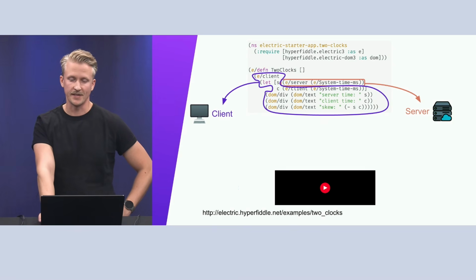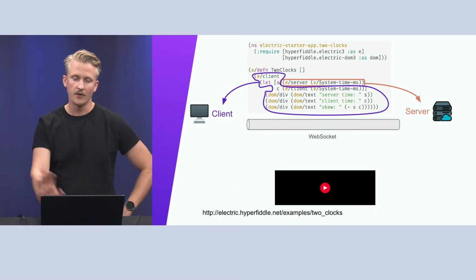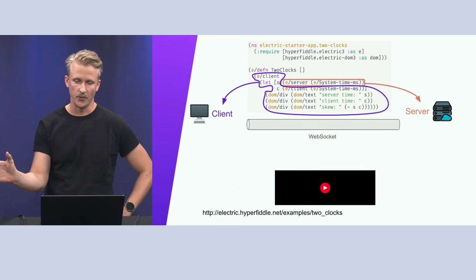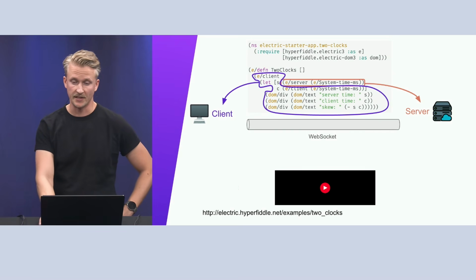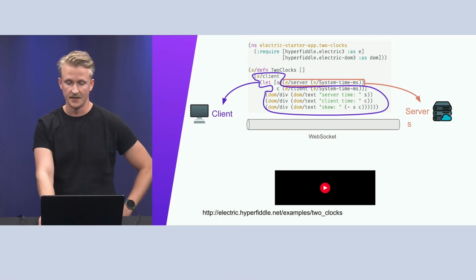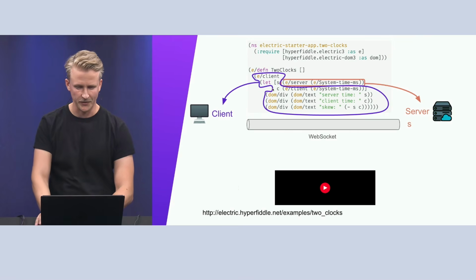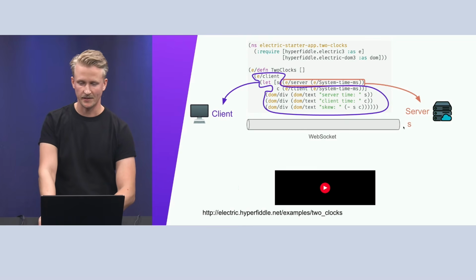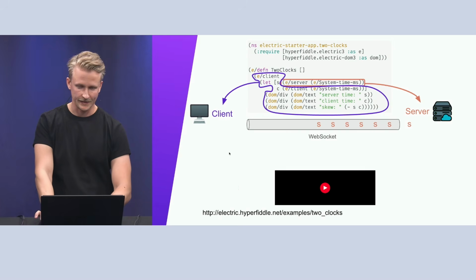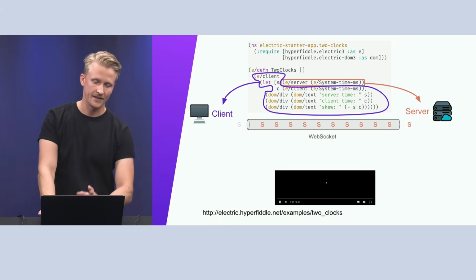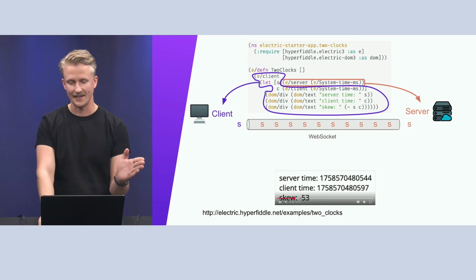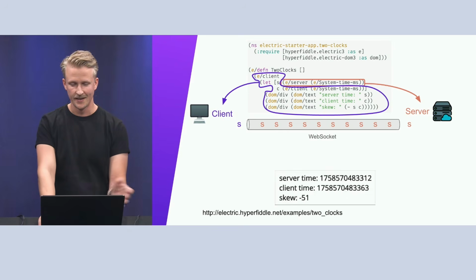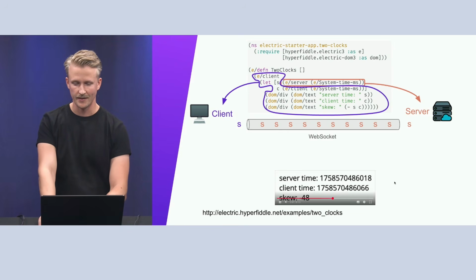And Electric takes care of all of the syncing between the server and the client with a WebSocket connection, which keeps everything in sync. I was trying to communicate here that we've named this variable S, which is the server value of the system time. But that S value is going to need to pop itself over to the client. Electric does this, like that. And it gets to the client now as client S.